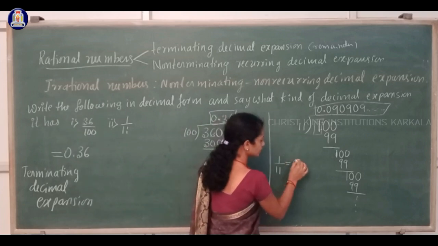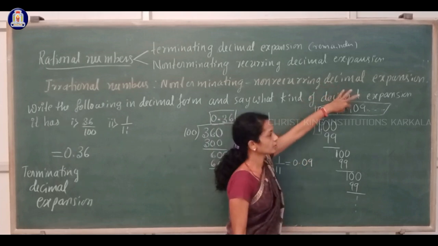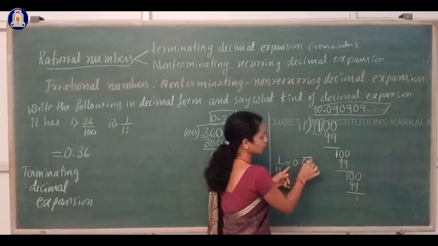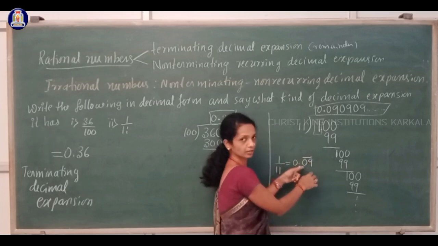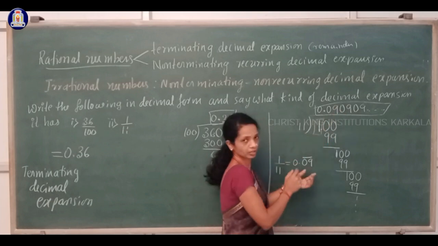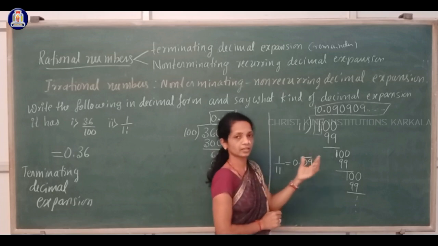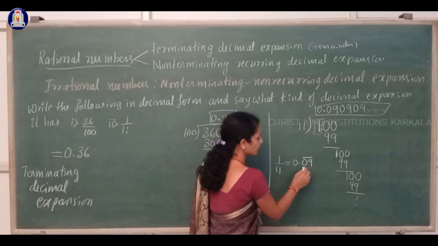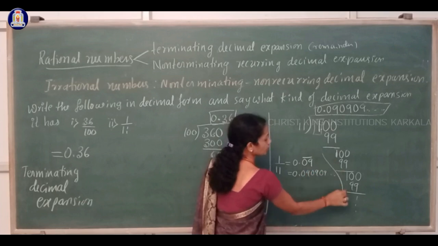1 by 11 is equal to 0.09, and here you see 0909 like that repeating, and we write that in short as 09 bar. Okay, under the bar, whichever digits are there, those digits are repeating. This bar indicates that the digits under the bar are repeating. You can write it this way, 0.09 whole bar, or you can write it in a detailed way like this, 0.090909 etc.